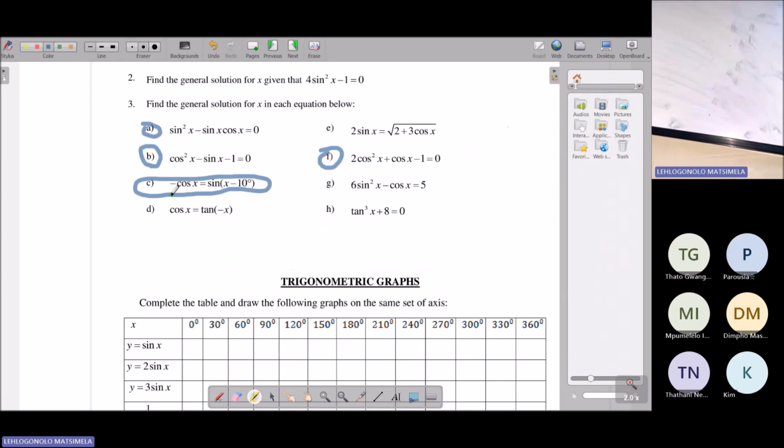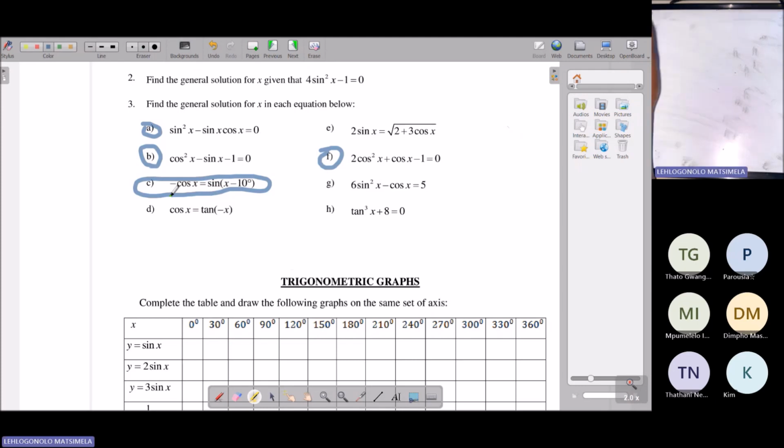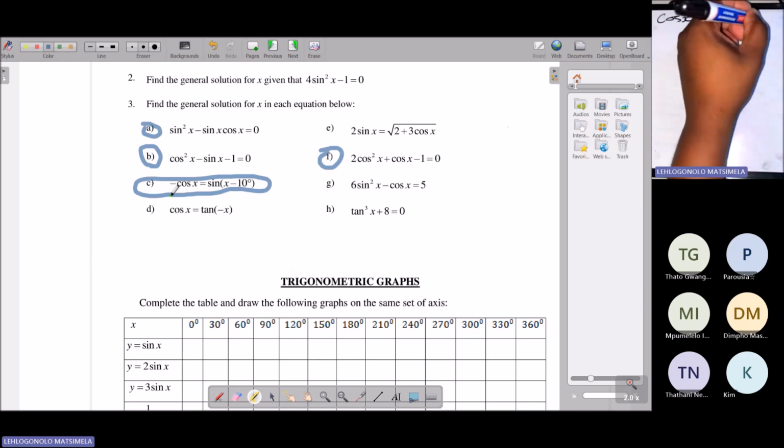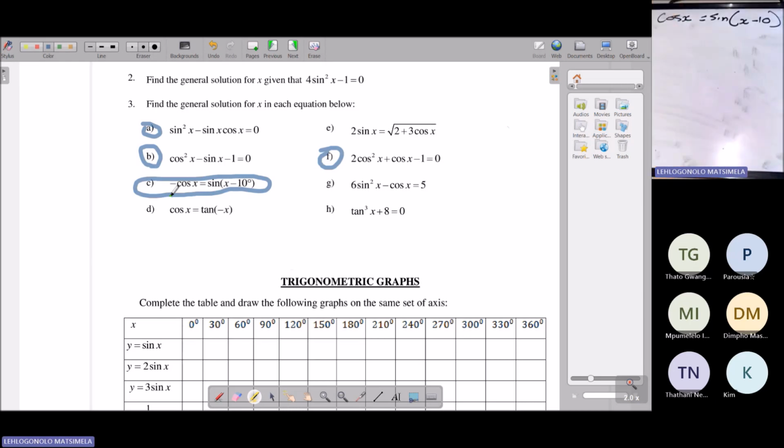Okay, let's see. There are two ways we can do this one. The other way I don't want to teach you because it's a shortcut and it's very simple. Let's do it the long way. We are having negative cos x sine bracket x minus 10.